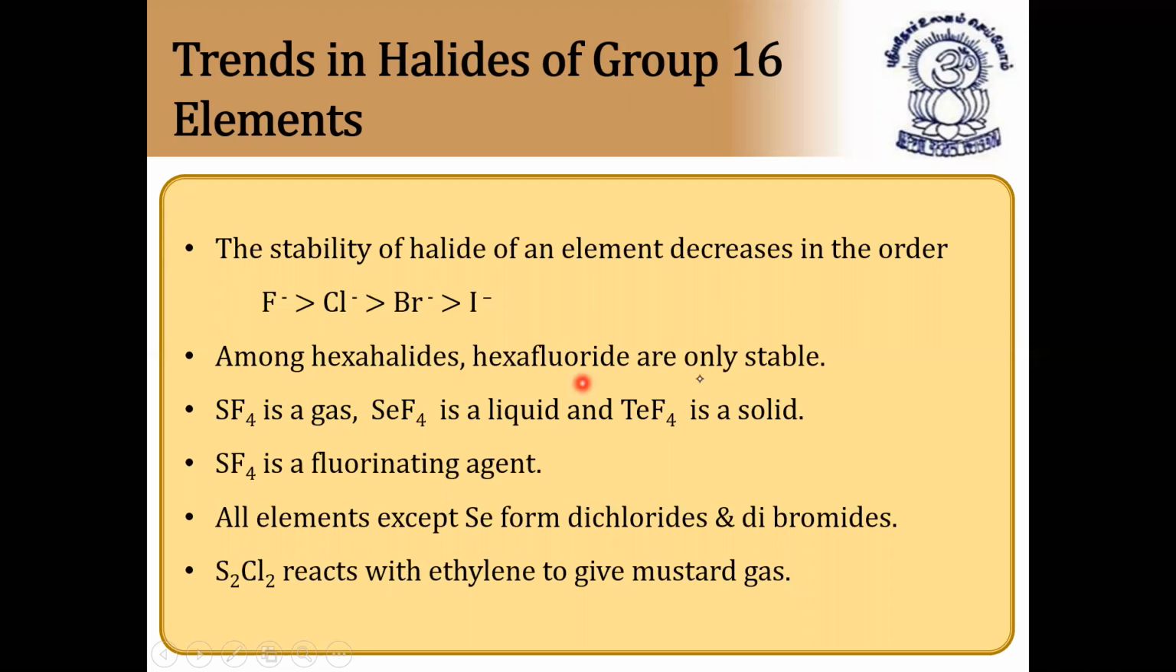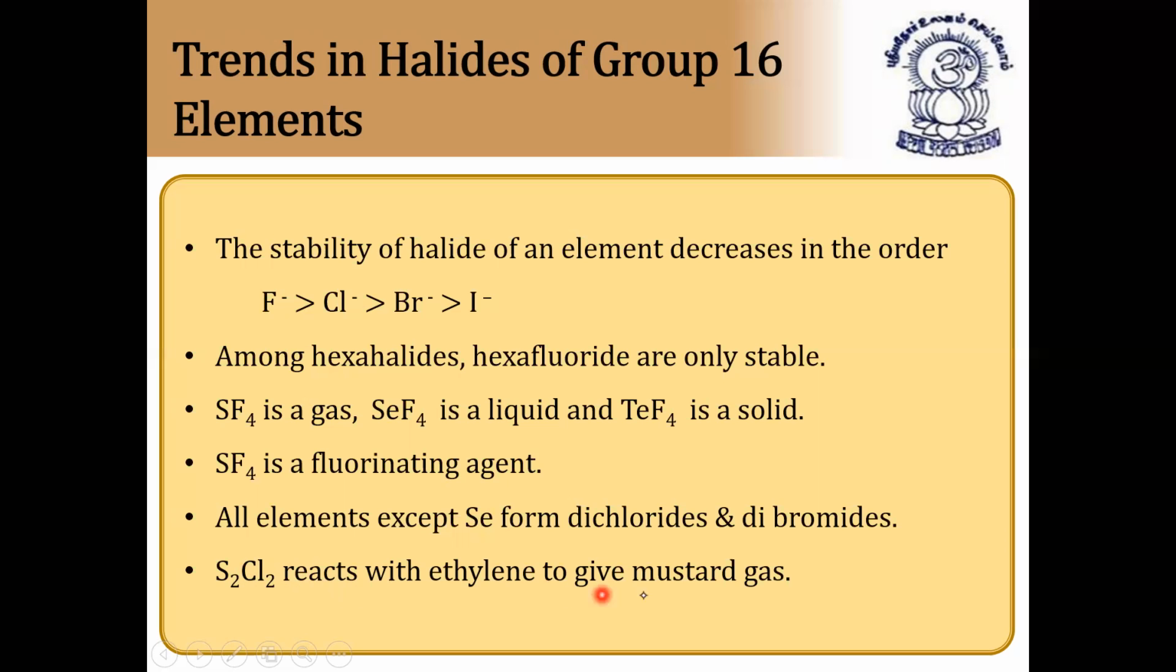SF4 is sulfur tetrafluoride, a gas, selenium tetrafluoride is a liquid, and tellurium tetrafluoride is a solid. Sulfur tetrafluoride is a fluorinating agent. All elements except selenium form dichlorides and dibromides only. They will not form tetrachlorides and tetrabromides.